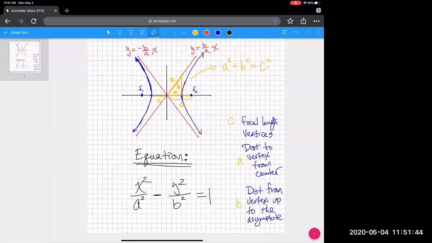Okay. So what we want to be able to do, as we did with the other case, is to take information about the graph and convert it into an equation, and when given an equation, use that to get information about the graph. So we'll do an example of that.